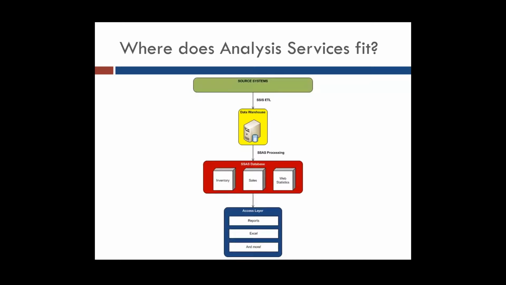And that's where you do that conversion that we've been talking about, making it business friendly, aggregating that information, adding your calculations. That's going to be that red block that you see on the screen is going to be your analysis services. And then finally, down at the bottom, you have your access layer. It's where your end users can really get that data out through reporting or Excel.